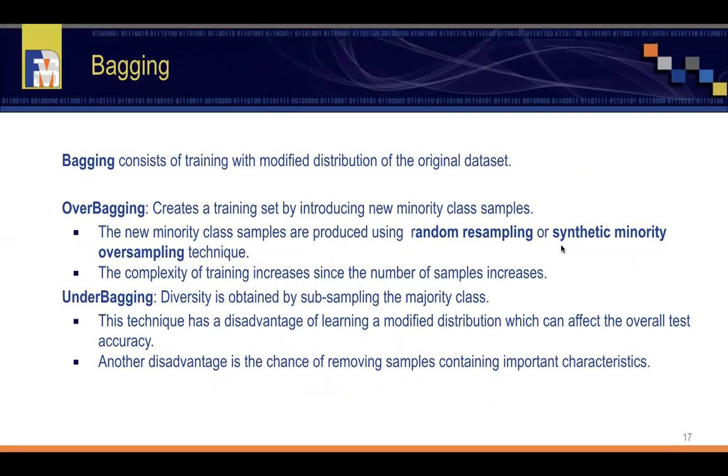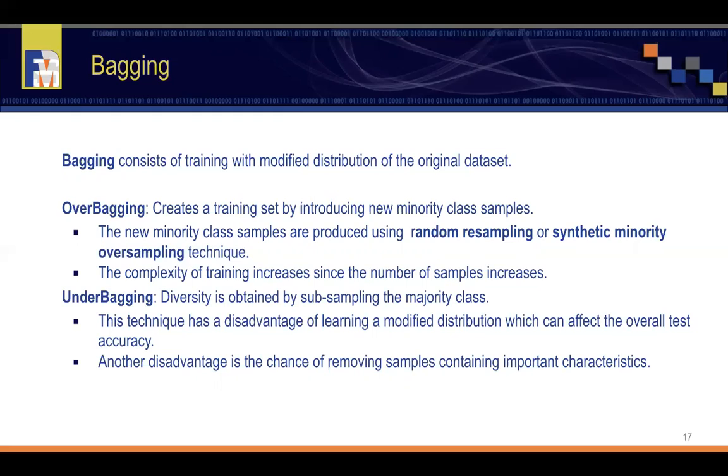The next algorithm is the bagging techniques. Bagging is a data distribution approach to class imbalance problems. Bagging techniques rely on modifying the original data set distribution. There are two major categories of bagging, that is overbagging and underbagging. Overbagging creates a training data set by introducing more minority class samples using processes like random resampling or synthetic minority oversampling. We need to note that this technique increases the complexity of training since the data set size increases.